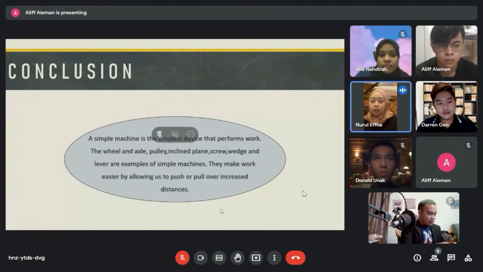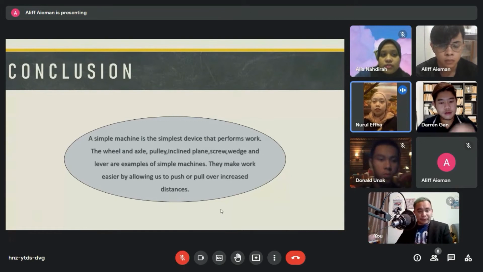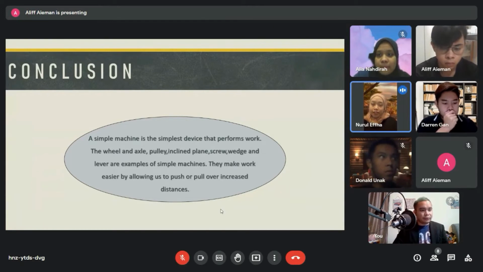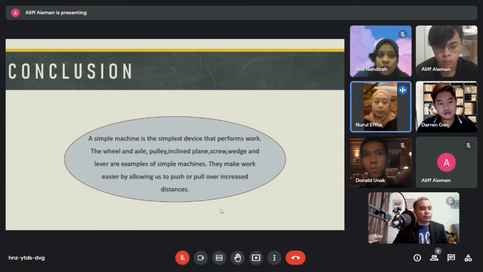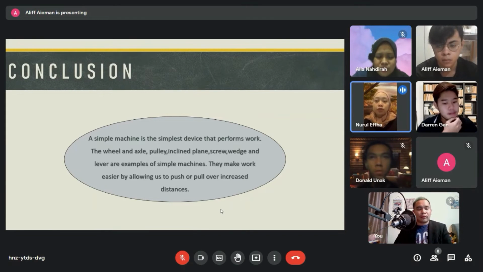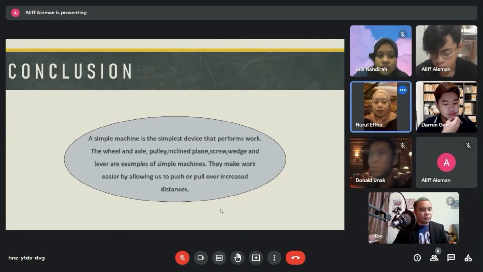Thank you. Okay, the conclusion is I would like to state that simple machines are very useful in terms of giving people pleasure in their daily life. Not only that, but the simple machine also becomes a guideline for the design of the products we use today and turns into a complete and improved machine.